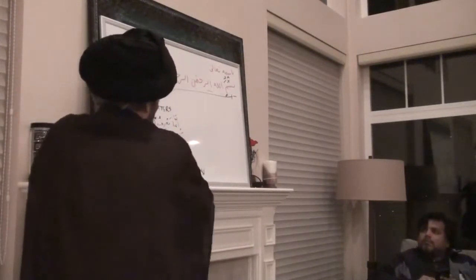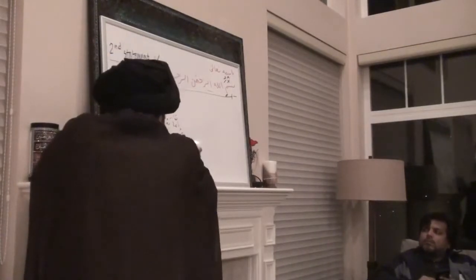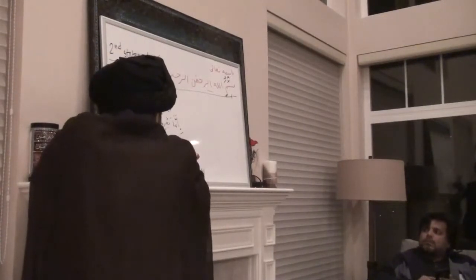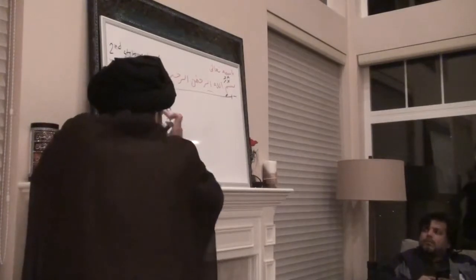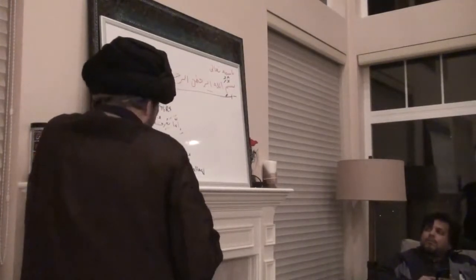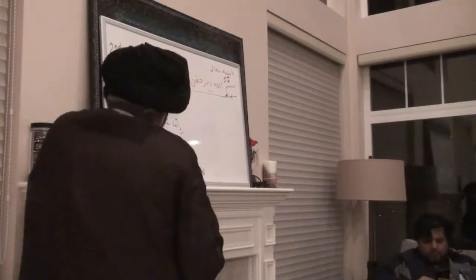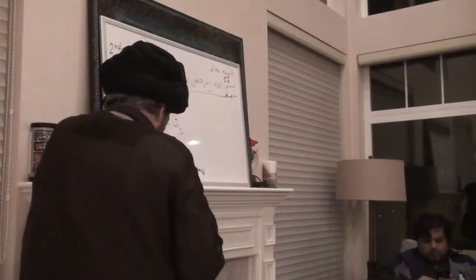It requires something with which you connect the sentence. And that something with which you connect the sentence, for the sentence to make sense, is called Muta'allaq. So now we are going to search about the Muta'allaq.